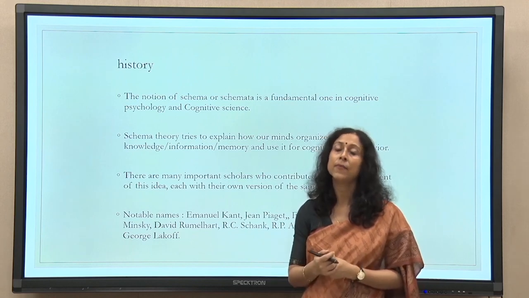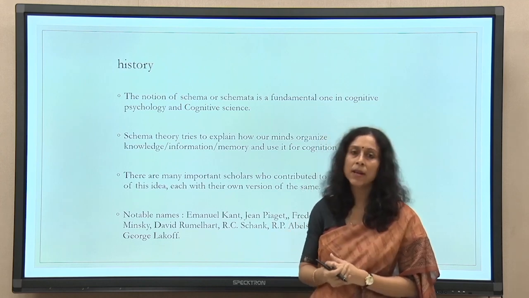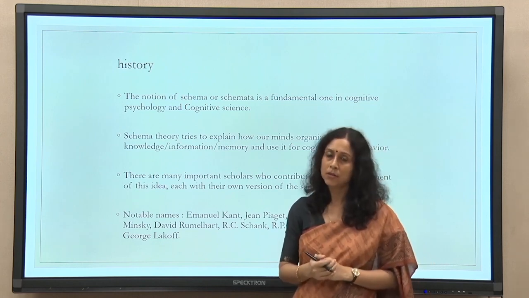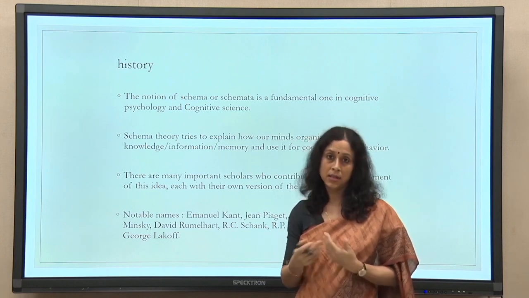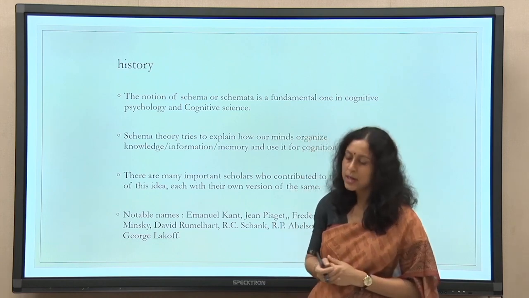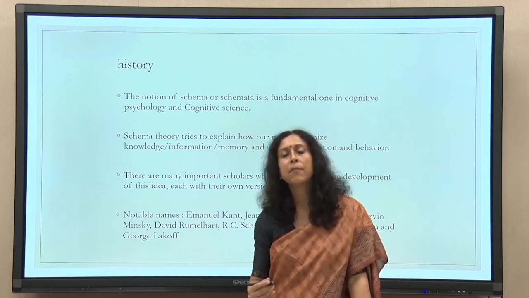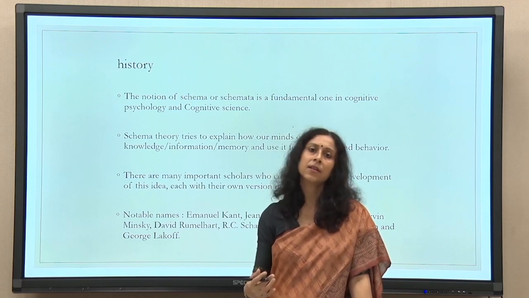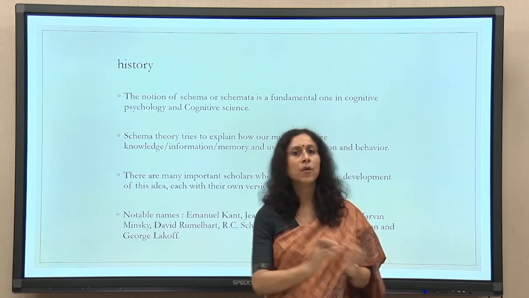So, do we have a fundamental schematic image in our mind? How do we go about understanding many things that are probably similar in experiential domain and so on? This is where schema theory comes from. So, how does our mind organize various different kinds of experiences into, let us say, small boxes?